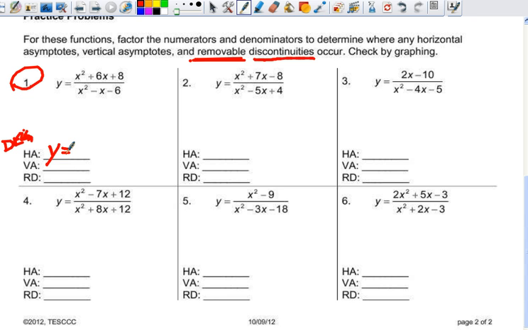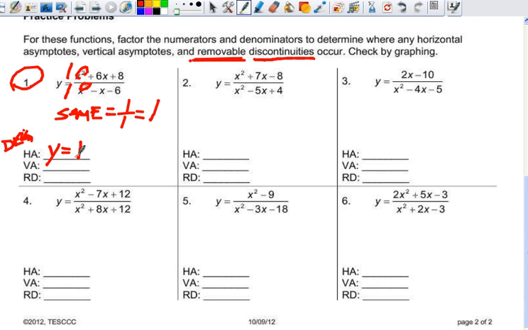So, if we look at the degrees, we're looking at the exponents up here. My degree in the numerator and my degree in the denominator are the same. The rule is, if they're the same, divide the leading coefficients. So, the leading coefficients are 1 and 1. So, 1 over 1 equals 1. So, my horizontal asymptote is 1. I have a horizontal asymptote at y equals 1, meaning I have a horizontal line, and we'll graph it in a second, kind of think about what it looks like.